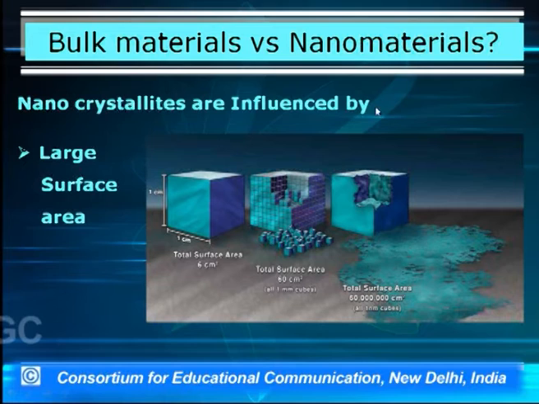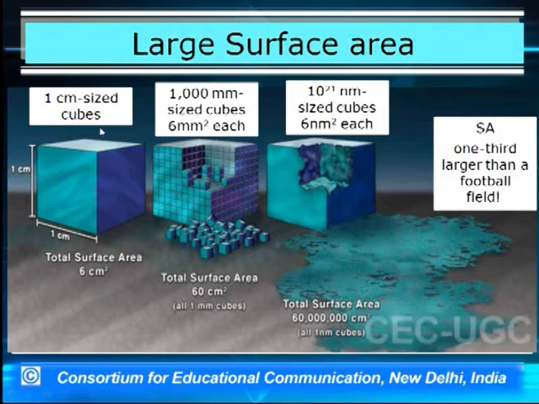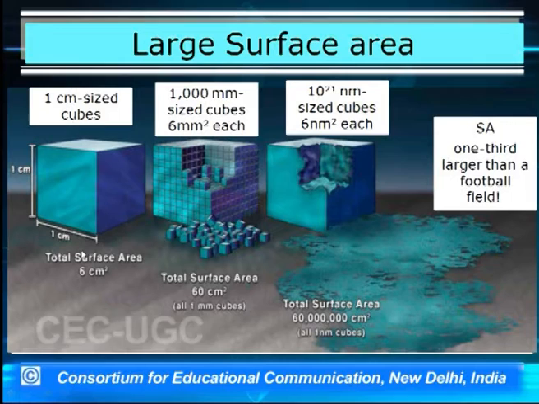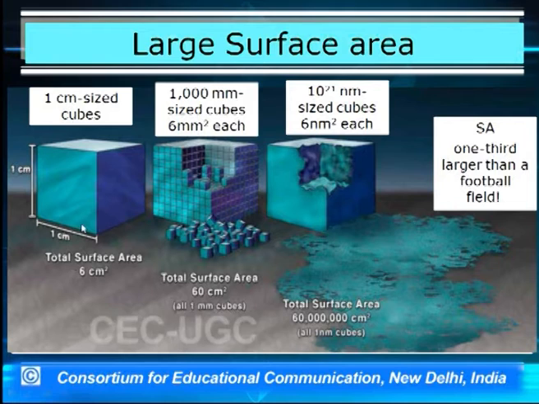Nanocrystallites are also influenced. Apart from the quantum confinement effect, there is another important aspect of nanocrystals, that is their large surface area. We can appreciate how large the surface area of nanoparticles is by looking at just one example. We can now imagine a 1 centimeter cube sized cube. That is a cube which has length, breadth, width, and height all 1 centimeter in size. That is the size we usually look for in our playing dice.